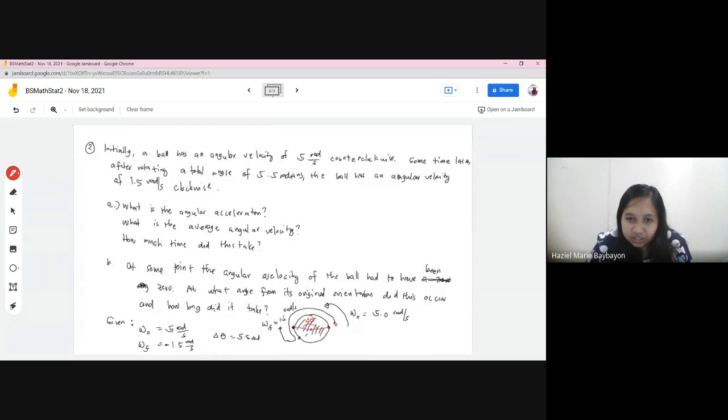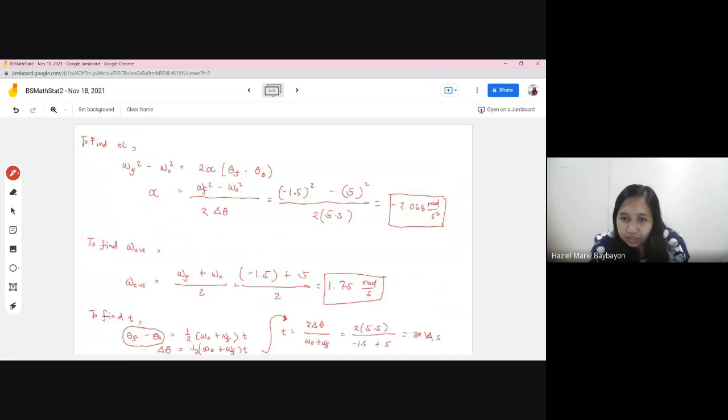So the total time for this trip, from the initial orientation of the ball to here, took 3.14 seconds. Okay.